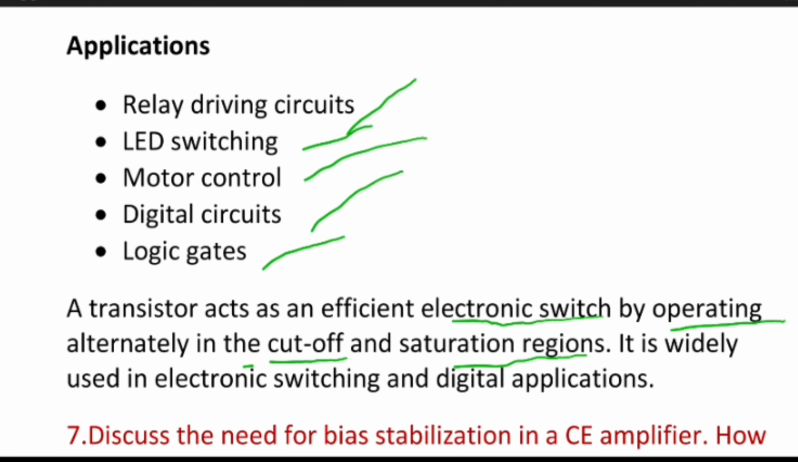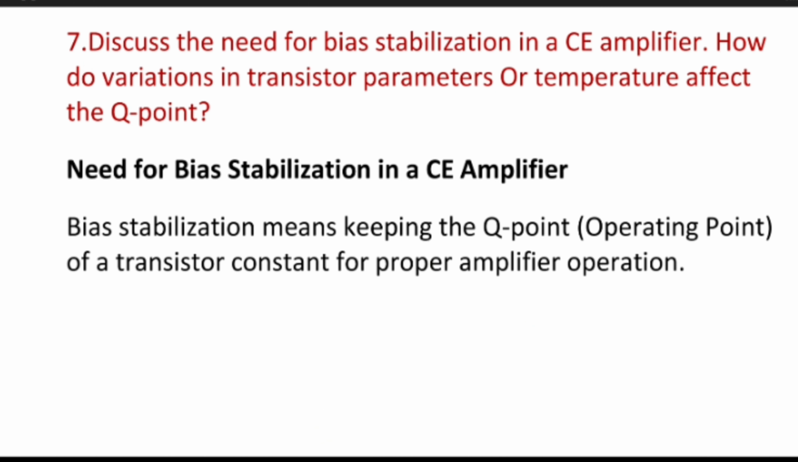It is widely used for electronic switching and digital applications. The next question discusses the need for bias stabilization of a CE amplifier. How do variations in the transistor parameters or temperature affect the Q point? This is the need for bias stabilization of a CE amplifier.